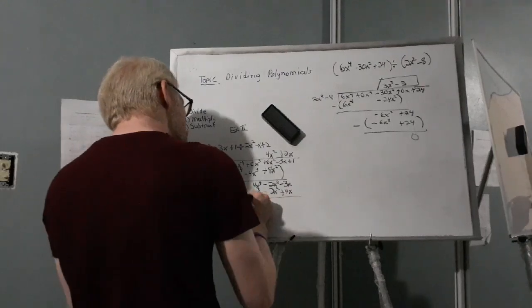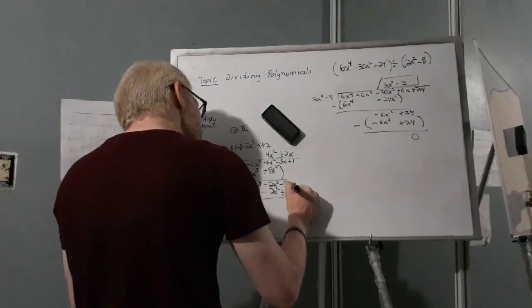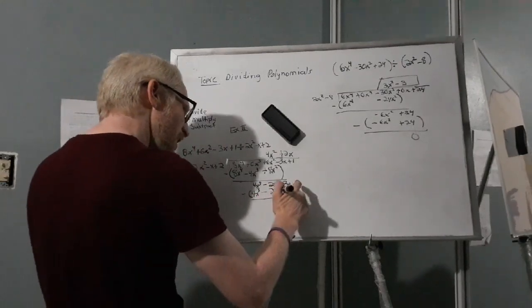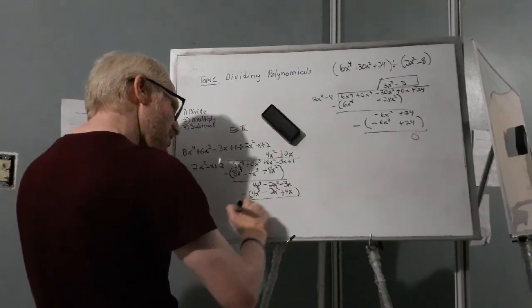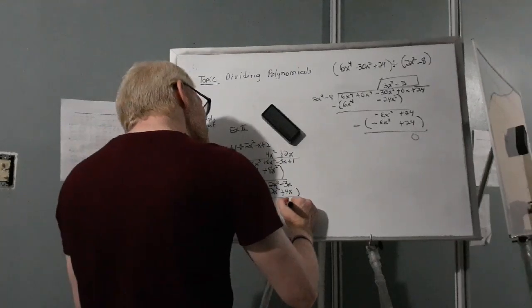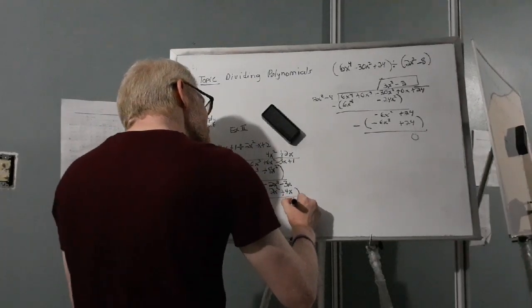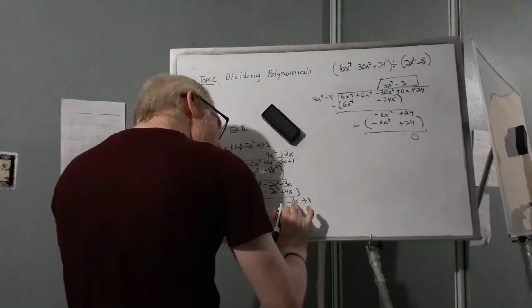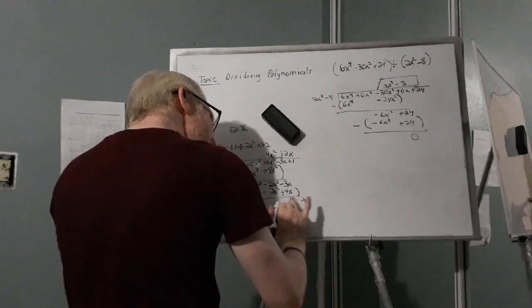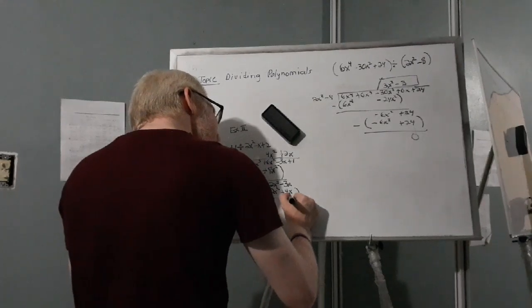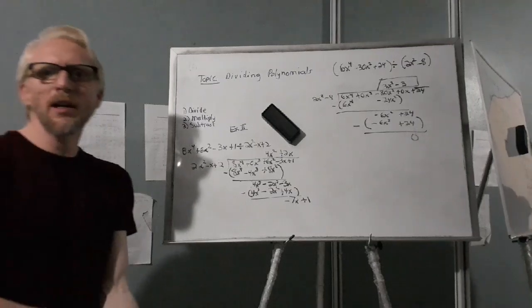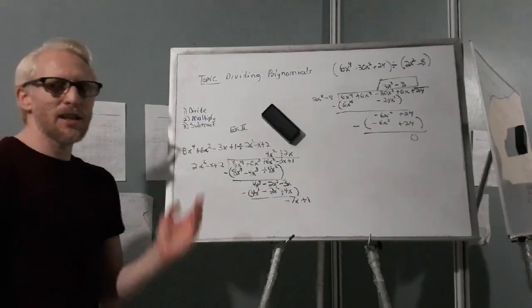Okay, so now I subtract. And 4 minus 4 is 0. 2 minus negative 2 is also 0. And negative 3 minus 4 is actually negative 7x. And I just bring down the 1. And I have a remainder. My remainder is, and let me write that better, negative 7x plus 1. That's my remainder. So what am I going to do now? That's it. That's my answer.